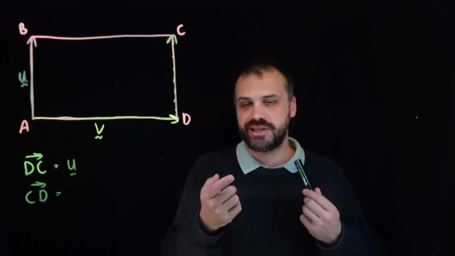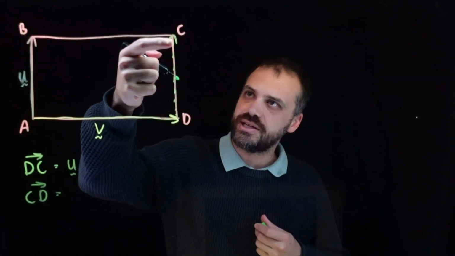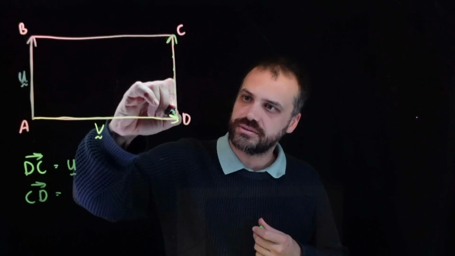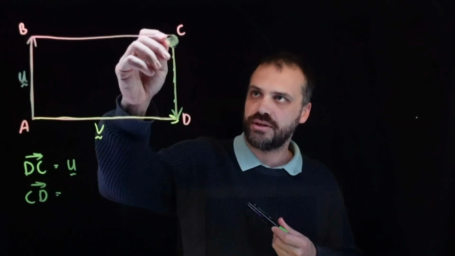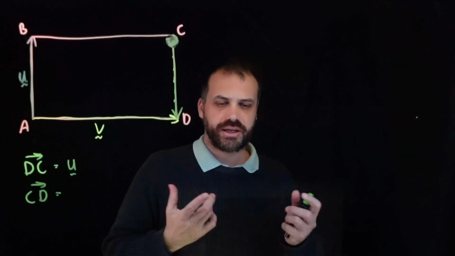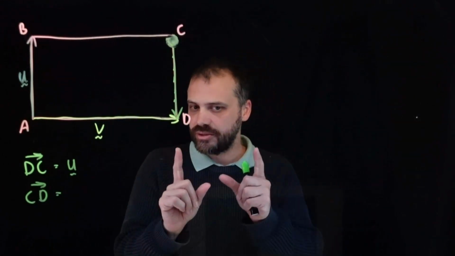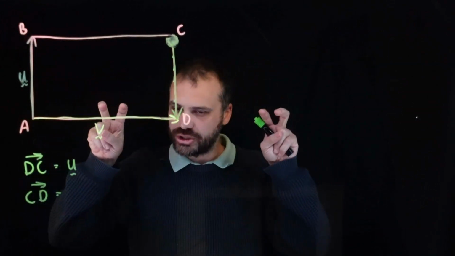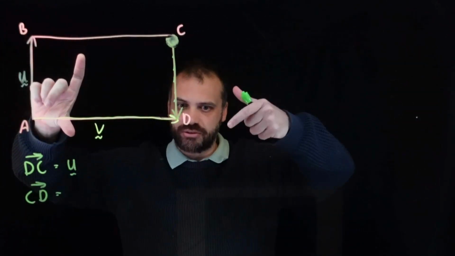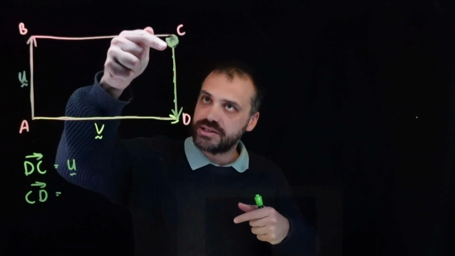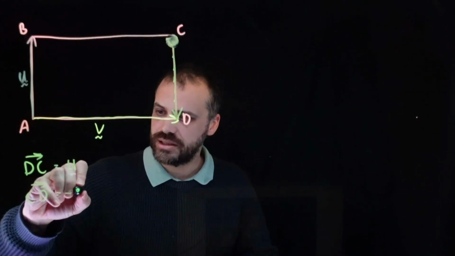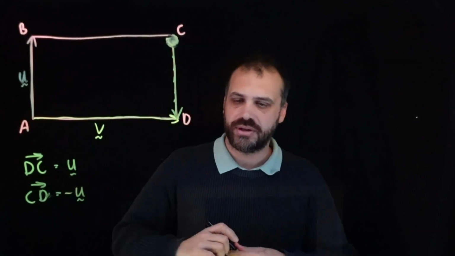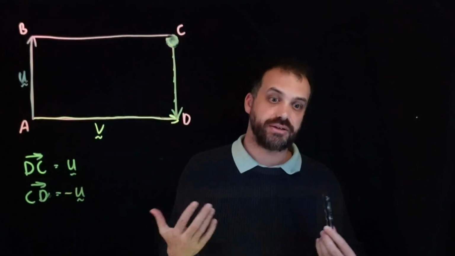Next question. What about vector CD? Okay, well, what's vector CD? Vector CD is from here to here. It's going in the other direction. It's going downwards. Okay, same length, same direction as u, but flipped 180. So vector CD is not vector u, it's vector negative u. Vector go up, vector go down.